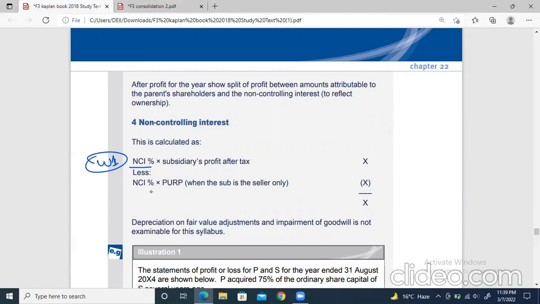So what we do is NCI percentage multiplied by subsidiary profit, right? This one. And if you have space or if it's possible in the notes, please write this as well: NCI percentage of the unrealized profit is also deducted from here. But the condition over here is that only the subsidiary is the seller. That means, in short form, the subsidiary is selling to the parent. Because this working is for the subsidiary, right? Not for the parent. There is nothing regarding the parent over here. So if the subsidiary is selling to the parent, only in that case will we minus the unrealized profit.